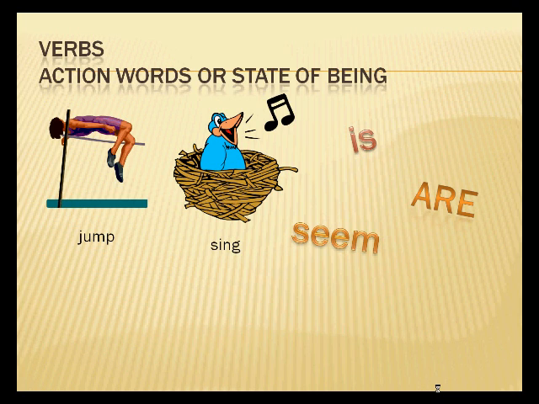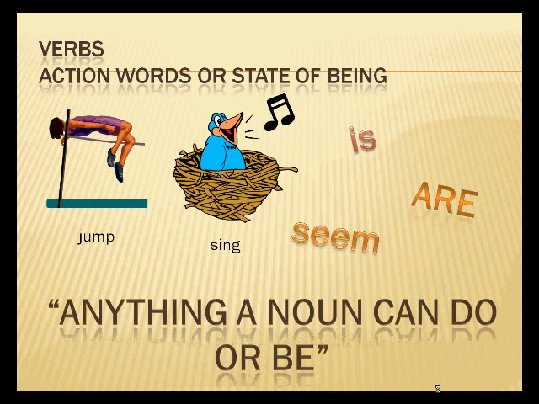So for example, the word jump, or sing, or even the words is, are, or seem are all considered verbs. So again, an easy way to remember this is to think that a verb is anything a noun can do or be. A noun can jump. A noun can sing. For example, this person can jump, and this bird can sing. This bird is, for example, it is blue. All of these words would be considered verbs.